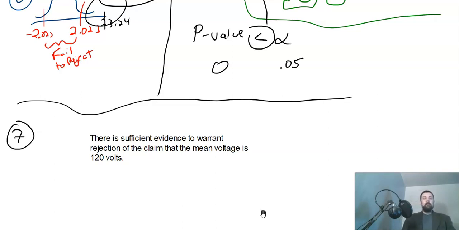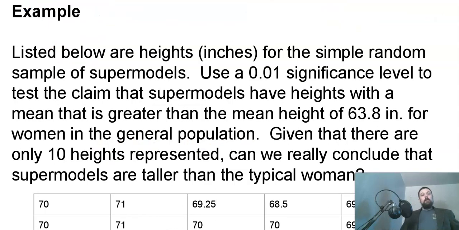So, all right, let's take a look at another example. Listed below are heights in inches for the simple random sample of supermodels. Use a 0.01 significance level to test the claim that supermodels have heights with a mean that is greater than the mean height of 63.8 inches for women in the general population. Given that there are only 10 heights represented, can we really conclude that supermodels are taller than the typical woman?